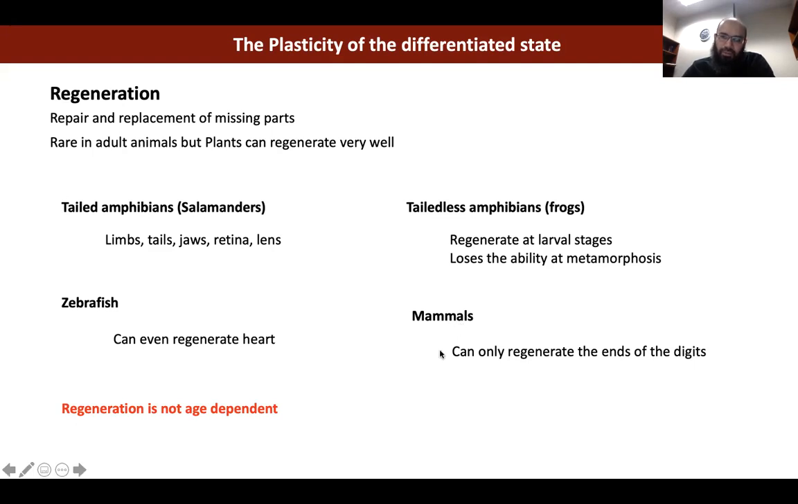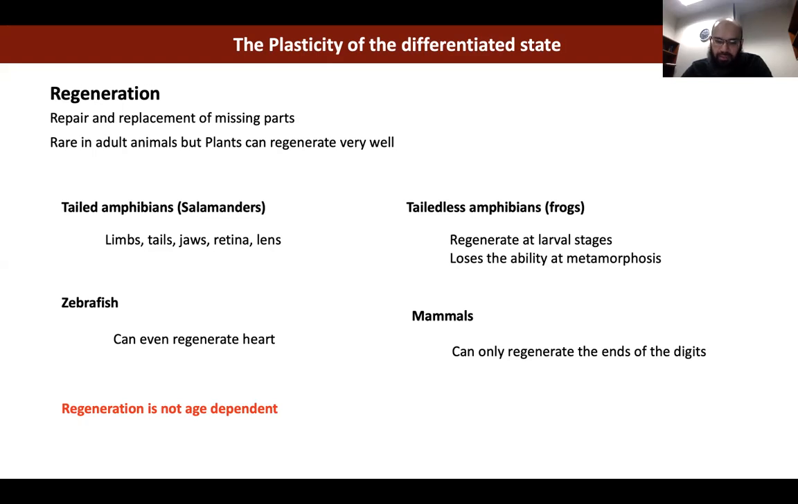When you talk about mammals, they can only regenerate the ends of the digits, except for mice. Mice keep this ability to regenerate their heart for the first 7 days of their life, and we will consider why that is, or how that is possible. But otherwise, generally the only part mammals can regenerate is the end of the digits.